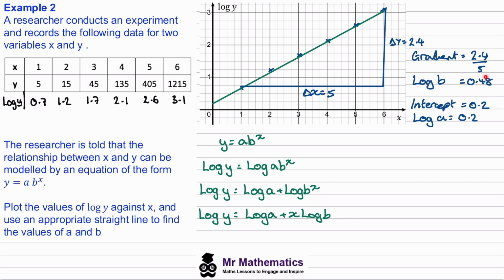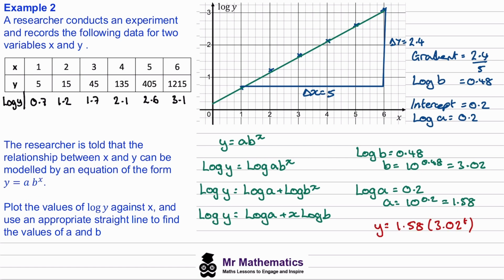So now we can solve this equation to find b, and this equation to find a. If we take 10 to the power of both sides, we'll get b is 10 to the power of 0.48, which is approximately 3.02. And the log of a is 0.2, so a will be 10 to the power of 0.2, which is approximately 1.58. And then we can substitute each of these constants into our model. So y is equal to 1.58 times 3.02 to the power of x.